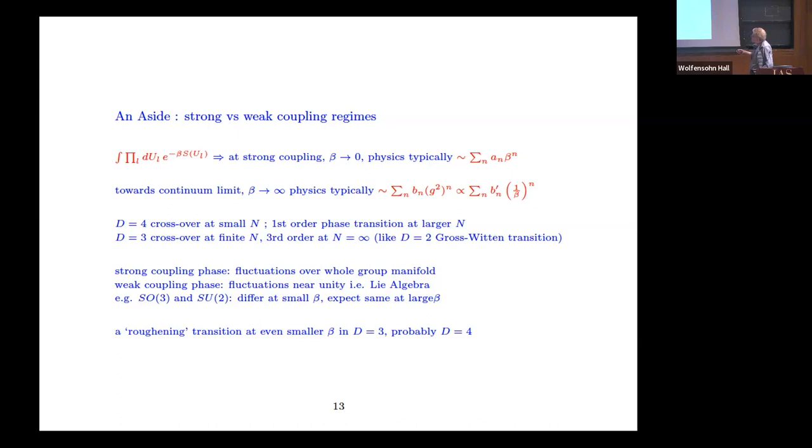But it has some interesting features, because if you think about the strong coupling region, the fluctuations are large. And if the fluctuations are large, then they're exploring the whole group manifold. While once you get close to the continuum limit, where the fluctuations are much smaller, they're nearer unity, and they explore the Lie algebra. So if you compare two theories like SO3 and SU2, which have the same Lie algebra, at large beta, as you approach the continuum limit, you would expect them to have the same physics. But if you look at strong coupling, they're very different. They're very different fluctuations which are dominating the structure of things, including the string tensions.